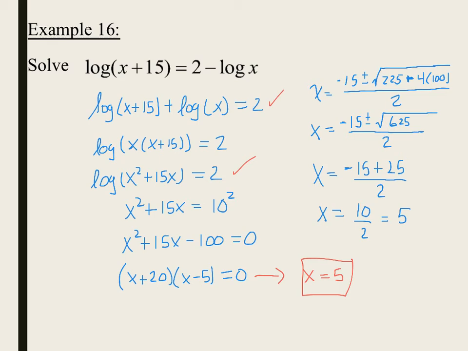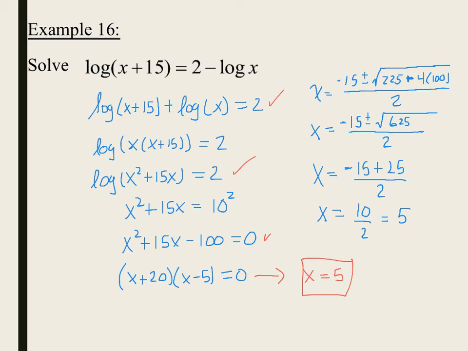And then we put it into the exponential form, which we can do. And so we get x squared plus 15x equals 10 raised to the 2 power. And then we have x squared plus 15x minus 100 is equal to 0. There's our quadratic, and we can factor that. x plus 20 times x minus 5 equals 0. That shows us that x is equal to 5.